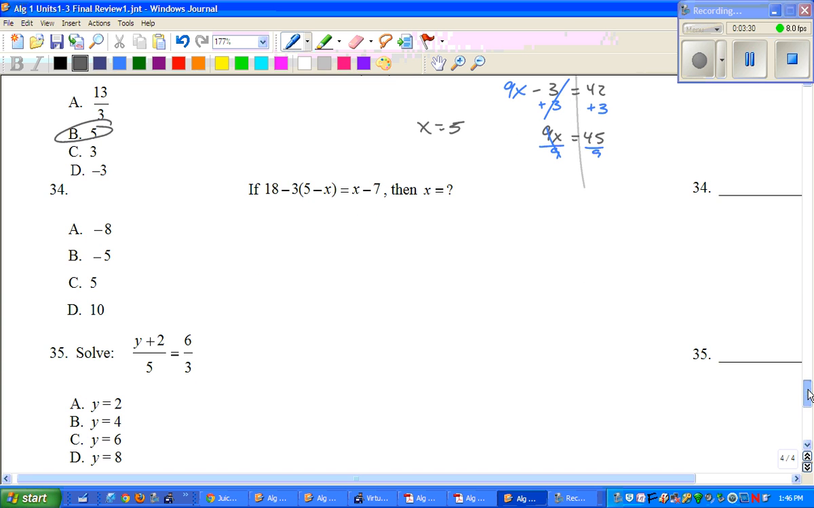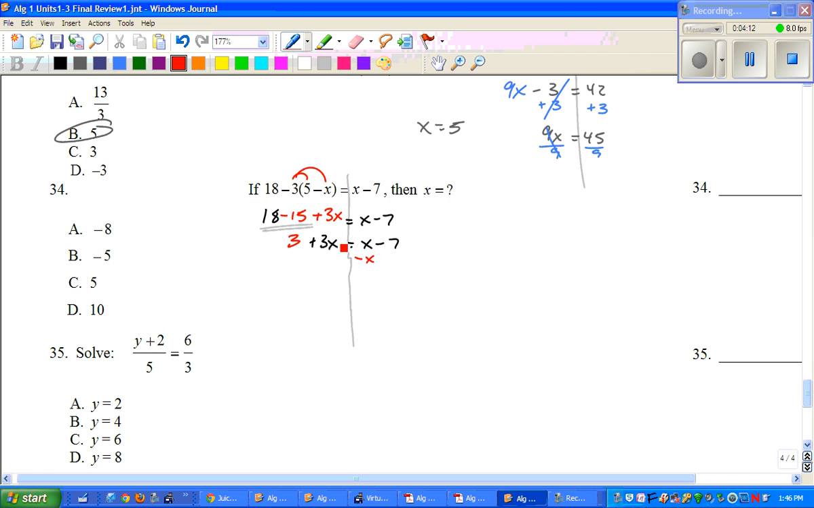All right, 34. So for 34, once we draw the line, the first thing we need to do is to distribute. So we get 18. Negative 3 times 5 is negative 15. And negative 3 times negative x is positive 3x. Now, before we do anything, we have to start to simplify this. And we can do 18 minus 15 over here, which is 3, plus 3x equals x minus 7.